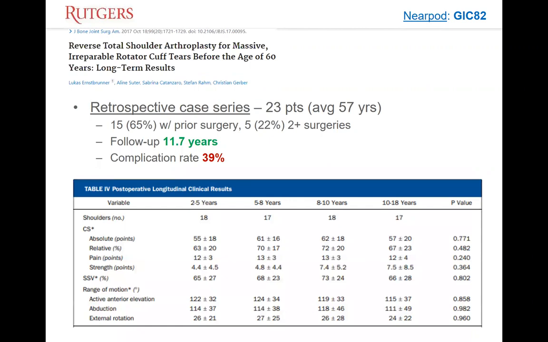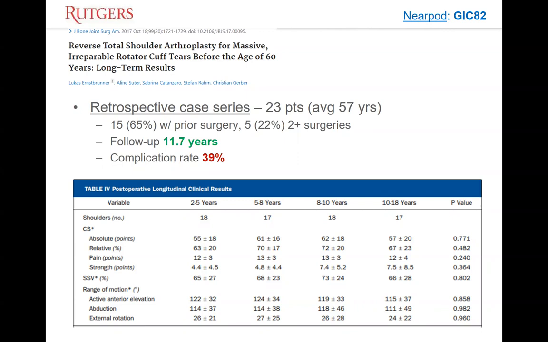As surgeons continue to push the boundaries of reverse shoulder arthroplasty, a Swiss group reported on their outcomes in 23 patients who underwent a reverse prior to their 60th birthday with an average of almost 12 years of follow-up. 65% had a prior surgery and 22% had 2 or more prior surgeries. 52% of the shoulders were cemented and the rest were uncemented, and three of the patients actually had a concomitant lat transfer for external rotation loss.